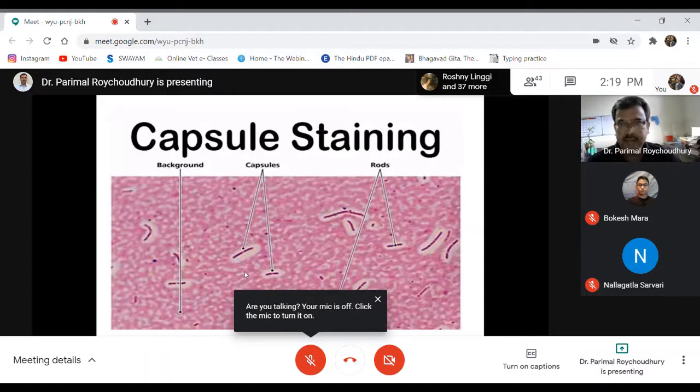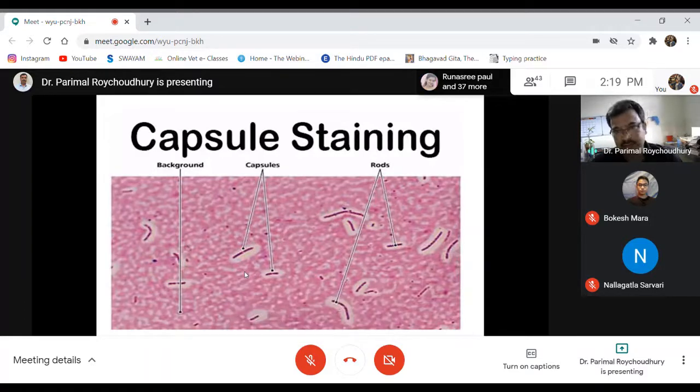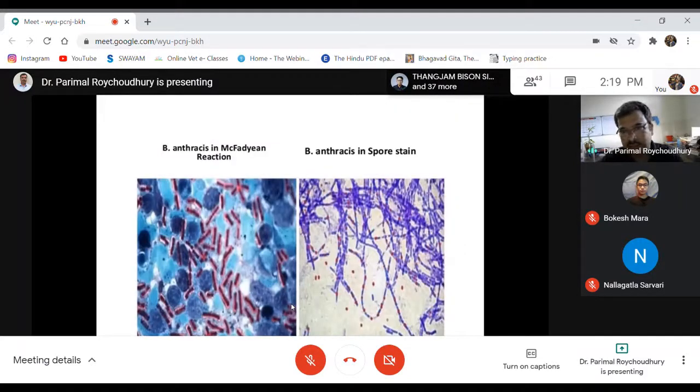Here is another slide where it can be demonstrated. The bacteria are taking some primary stain and the capsule is without any stain. So these are the capsule layers surrounding the bacteria. As you know, most capsulated bacteria are highly pathogenic. It is a virulence factor of the bacteria, but we cannot generalize. There are certain capsulated bacteria which are not pathogenic. In this particular slide, of course, this is not an example of negative stain.